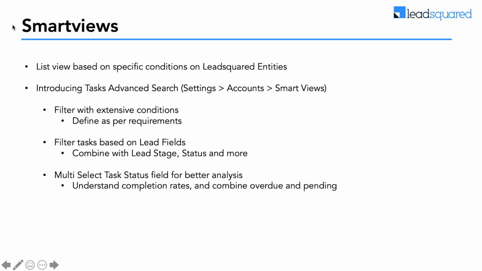So as we have said, we have introduced filters with extensive conditions, so you can apply various complicated rules like: if this is the lead stage and this is the task type and this is the task status, fetch me all the tasks. If a task is overdue, of this particular type, and has been performed by a particular sales user, you can also retrieve those particular tasks.